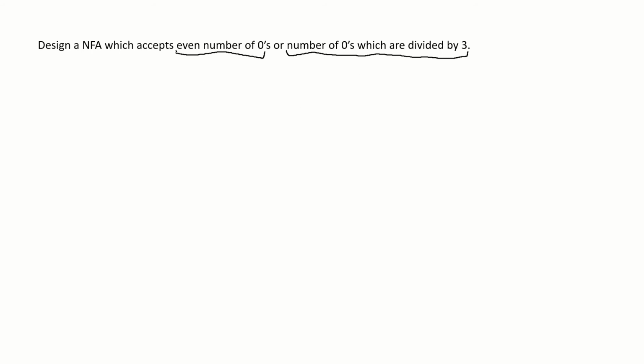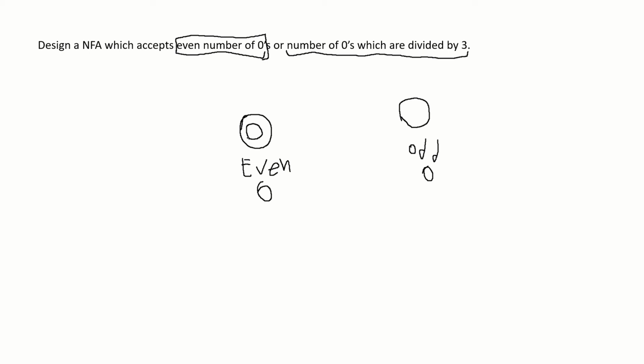So let's at first build the NFA for even number of zeros. To do this, we will need two states, right? One state for even 0, and another state for odd 0. Now you can see that this even 0 will be our final state, right? And as the condition is on number of 0, the number of 1 doesn't matter. We can have as many 1s as we want, right?